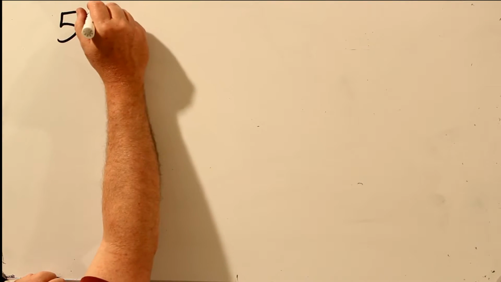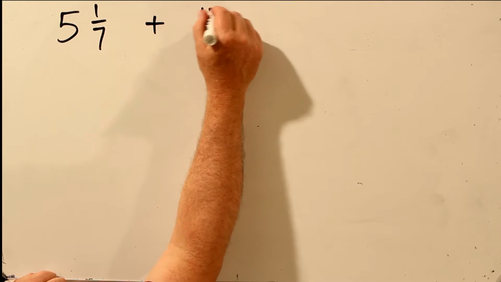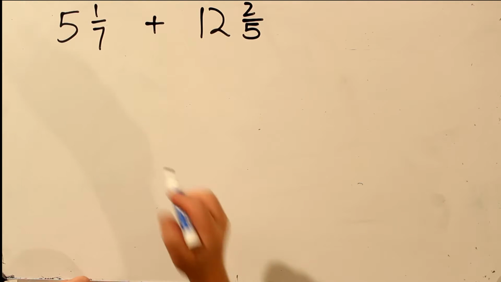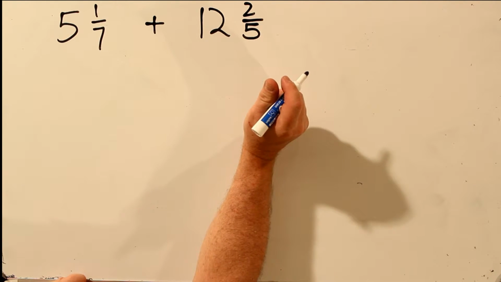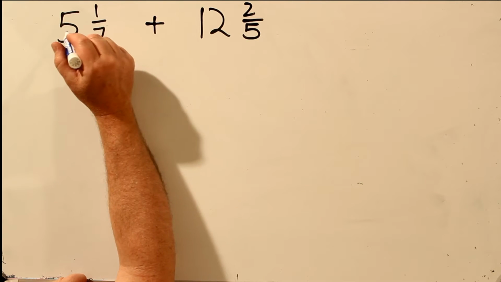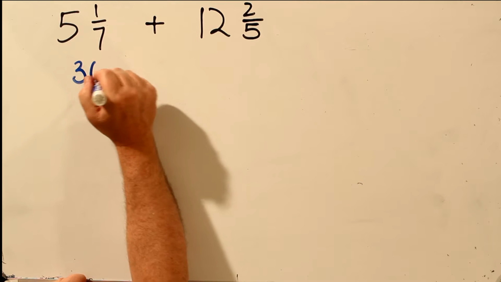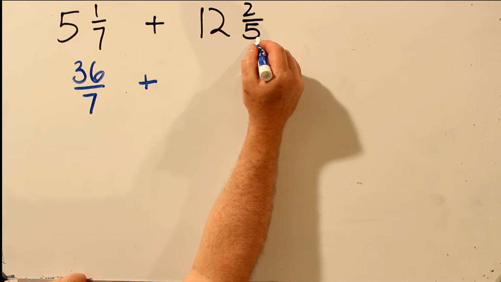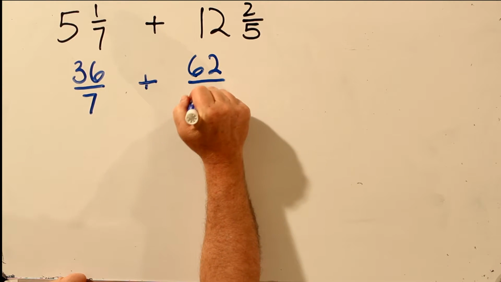Let's add 5 and 1/7 and 12 and 2/5. Now, in order to add these two mixed numbers, you first have to convert them to improper fractions. So the shorthand way of doing this is 5 times 7 is 35, plus 1 is 36. Keep the bottom number the same. And 12 times 5 is 60, plus 2 is 62 over 5.